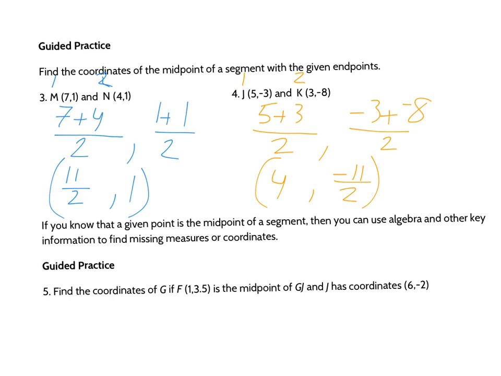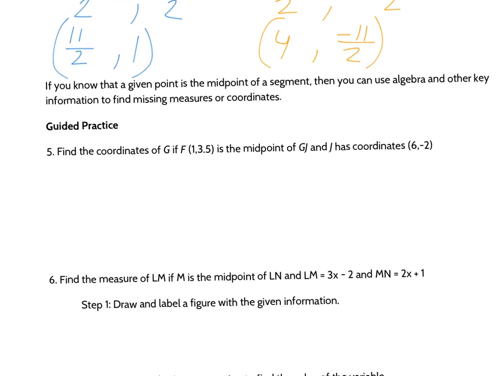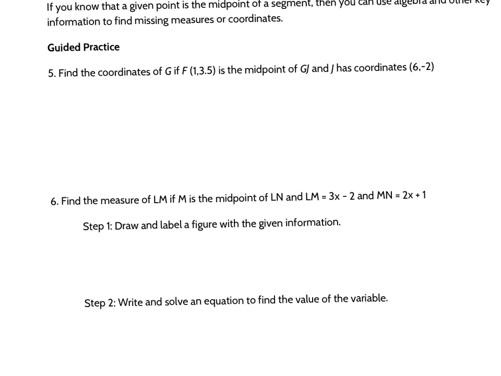All right, so if you know that a given point is the midpoint of a segment, then you can use algebra and other key information to find the missing measures or coordinates. So for instance, guided practice number 5: find the coordinates of G if F is the midpoint of GJ and J has coordinates of (6, -2). All right, so we've got to do a few things here. So let's start off with our midpoint.